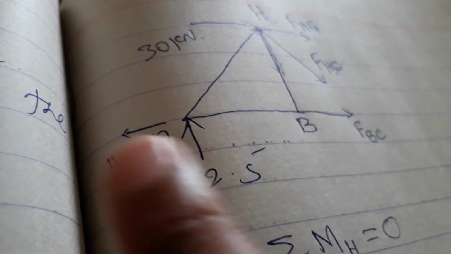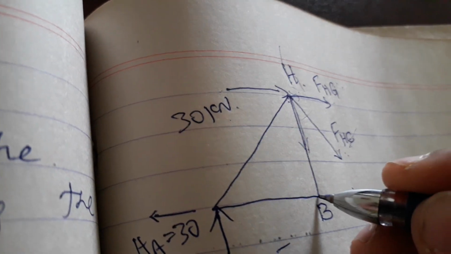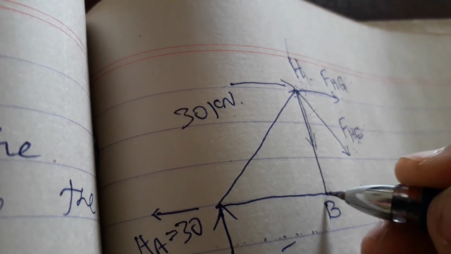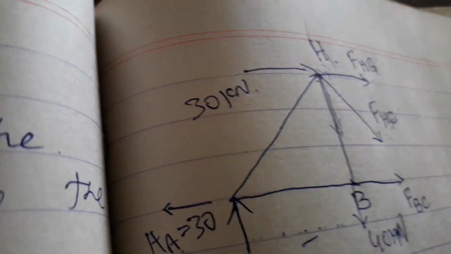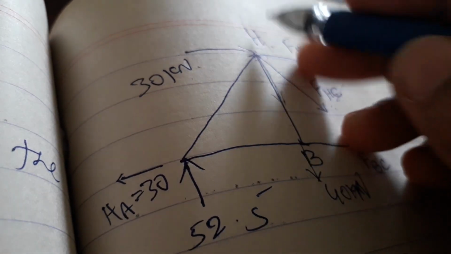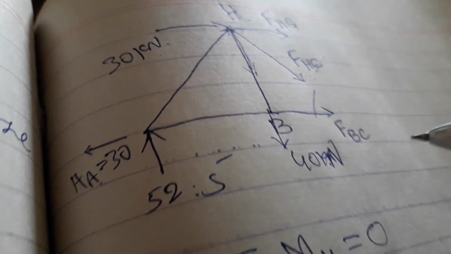So now we are left with HA 52.5, and here we have 40 kilonewton load. This 40 kilonewton load, the line of action passes through H, so you won't get a moment. So you will have 30, 52.5 and FBC.